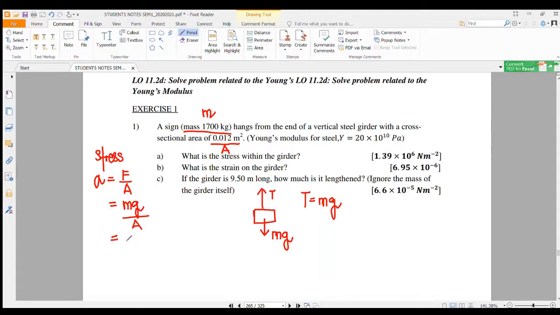Okay, so mg just now is 1700, g is 9.81, and the cross-sectional area is 0.012. So try pressing the calculator, and the answer that you get is 1.39 times 10 to the power of 6. And the unit, because it's force over area, is Newton per meter squared. Okay, so this is question 1A.